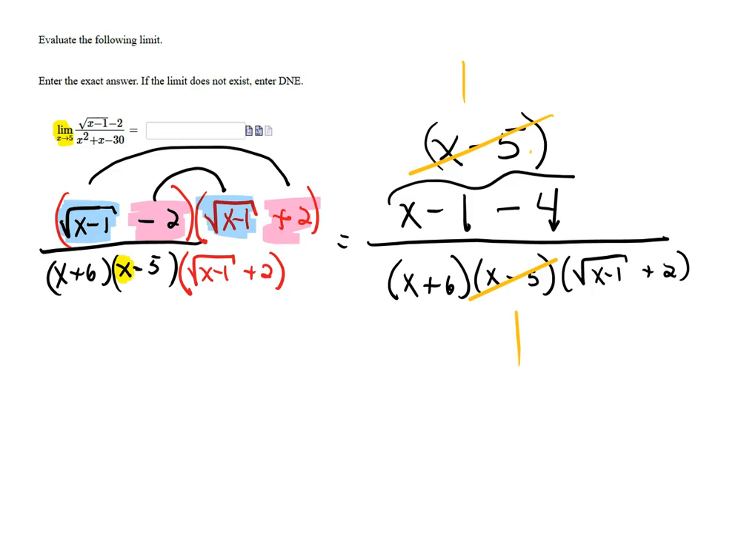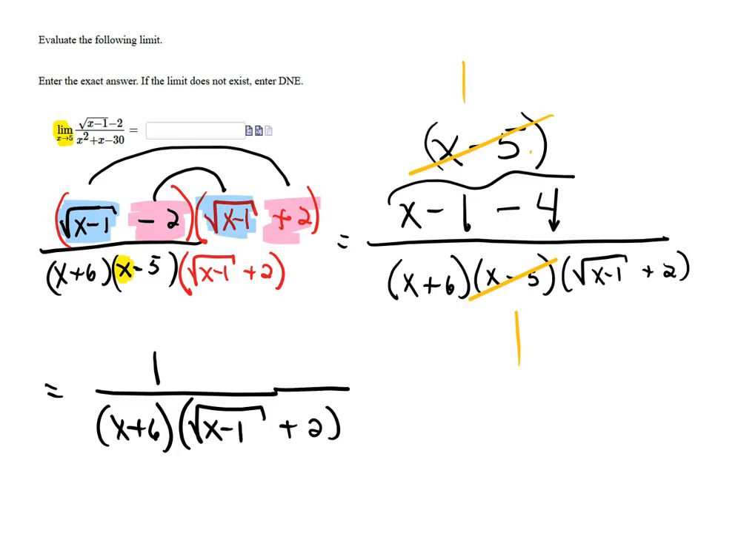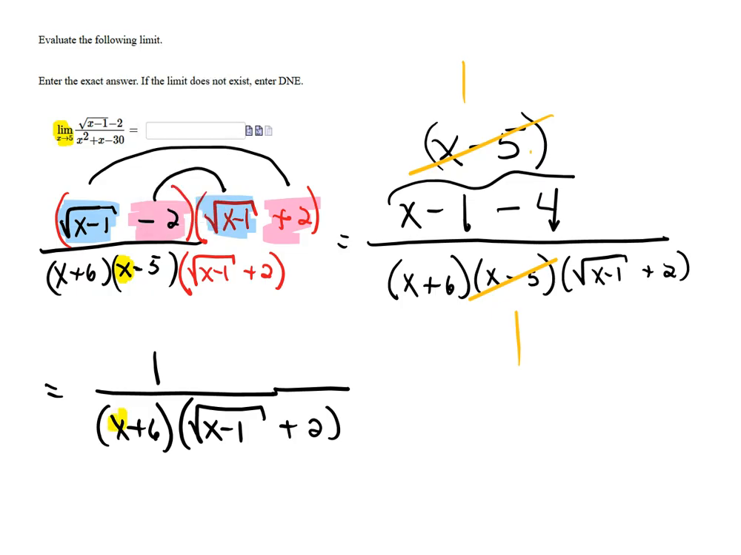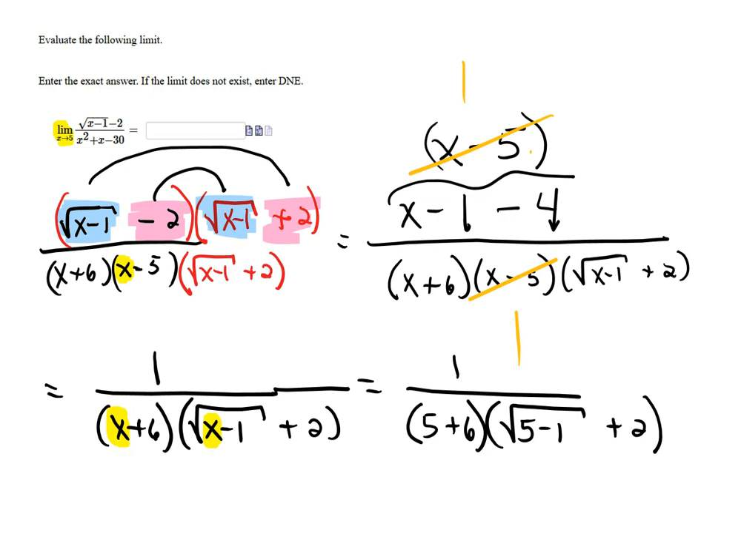They become 1s. And so what you're left with is 1 over x plus 6 times the square root of x minus 1 plus 2. And it is at this point I can now take the limit as x approaches 5 and stick 5 here and 5 there. So this becomes 1 over 5 plus 6 times the square root of 5 minus 1 plus 2. The 5 plus 6 is an 11.